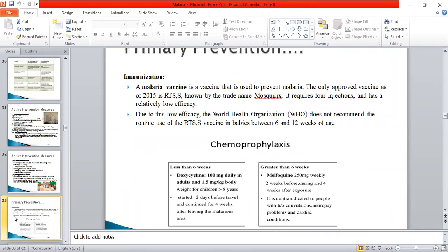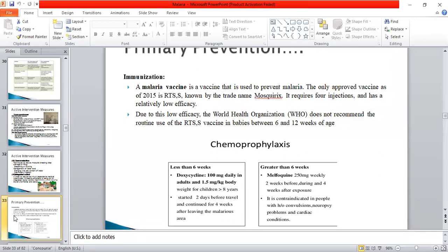primary prevention, immunization, and chemoprophylaxis role. Specific protection. Malarial vaccination is a vaccine that is used to prevent malaria. The only approved vaccine as of 2015 is RTS,S, known by the name Mosquirix. It requires 4 injections and has a relatively low efficacy. Due to this low efficacy, WHO does not recommend the routine use of RTS,S vaccine in babies between 6 to 12 weeks of age.